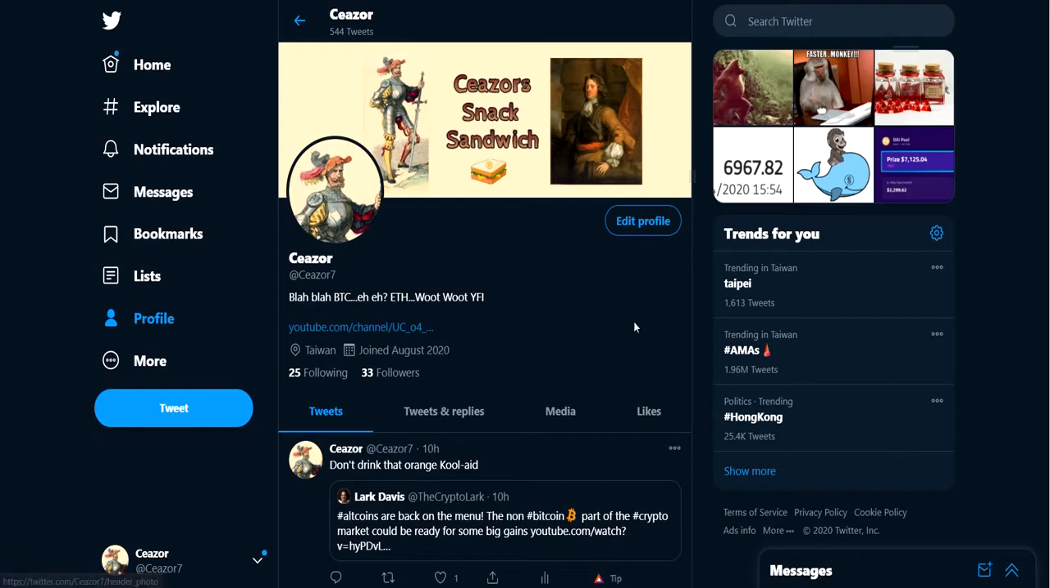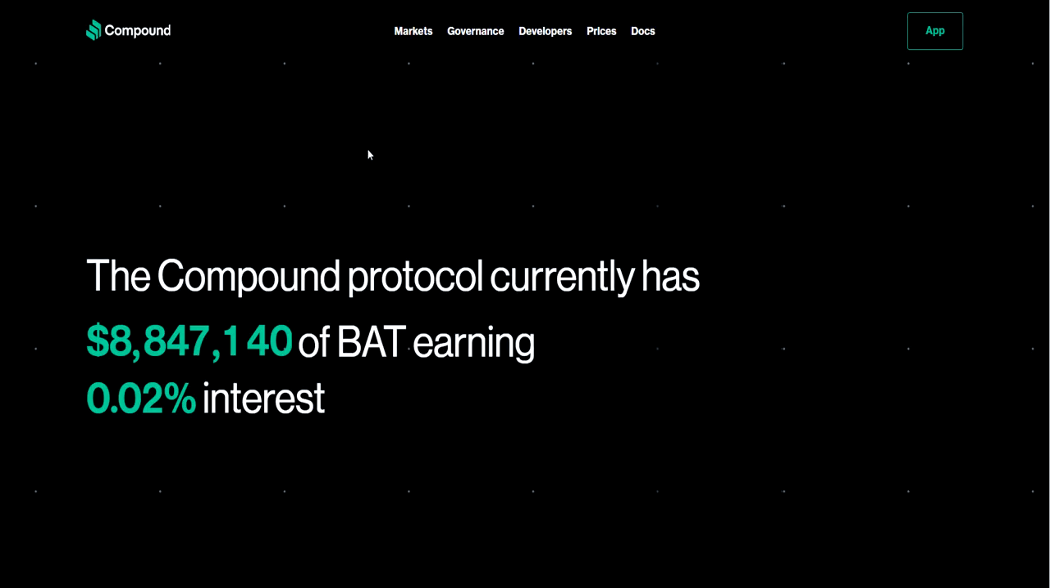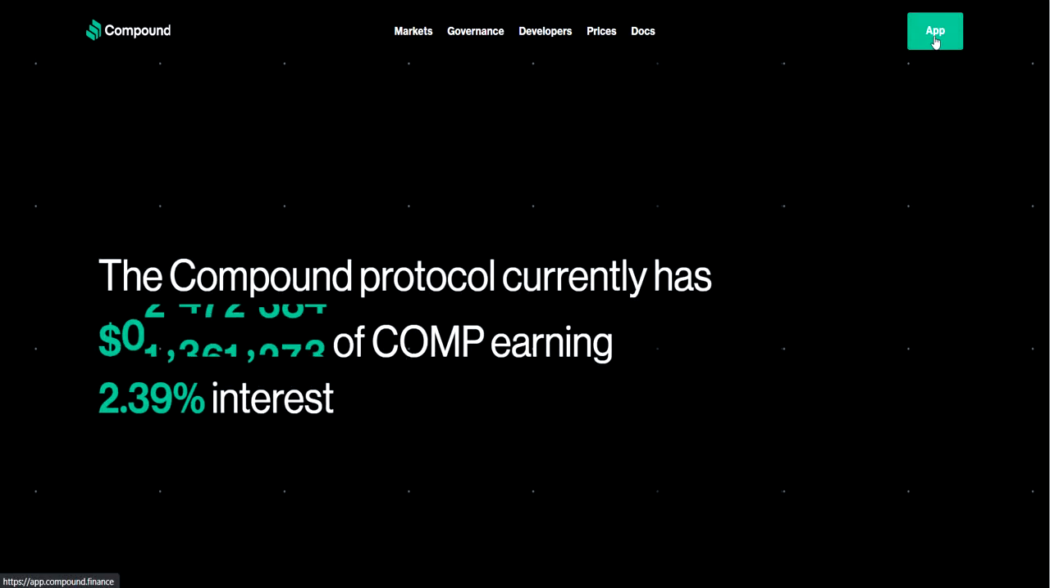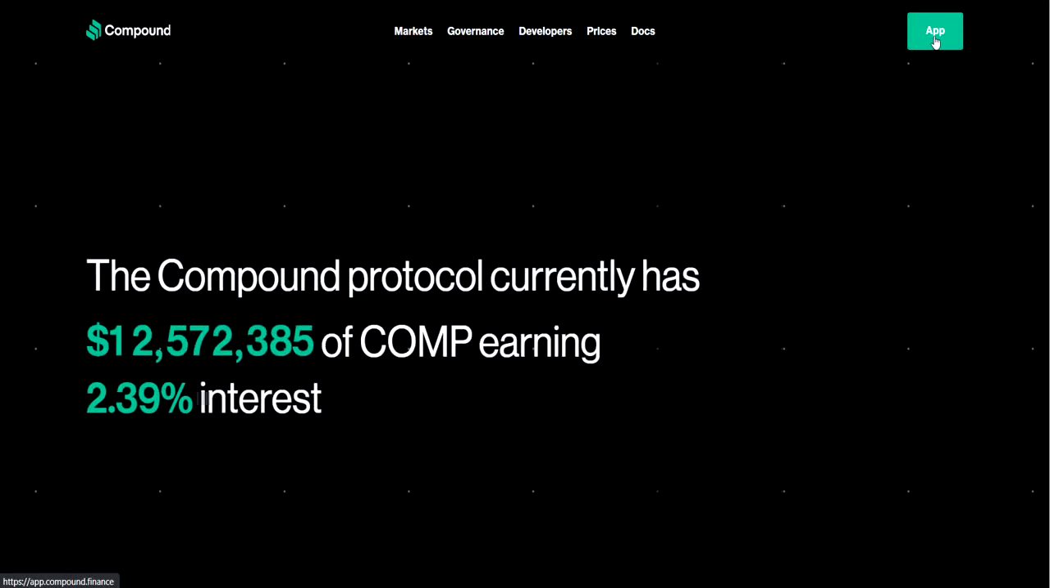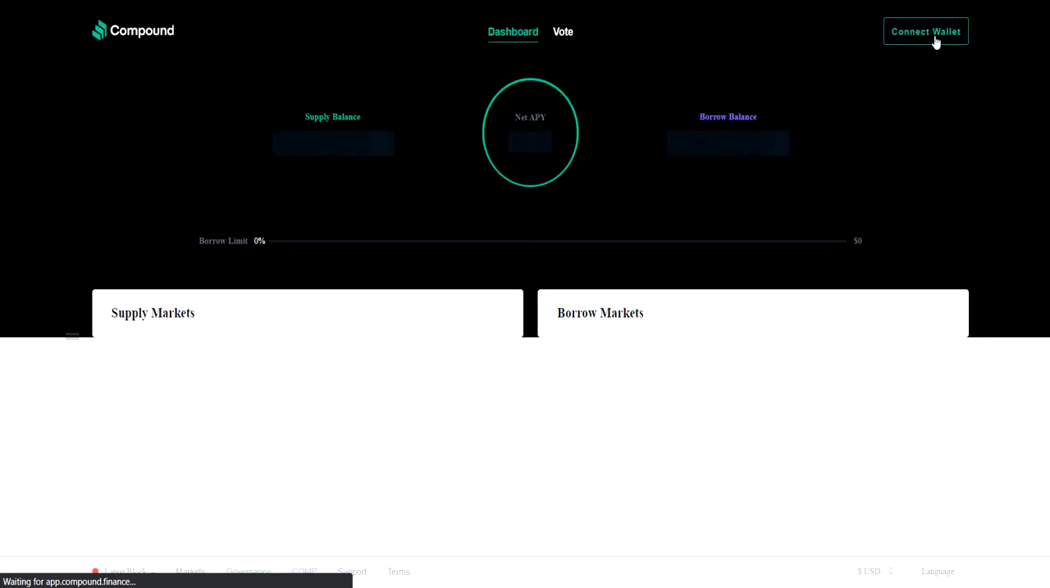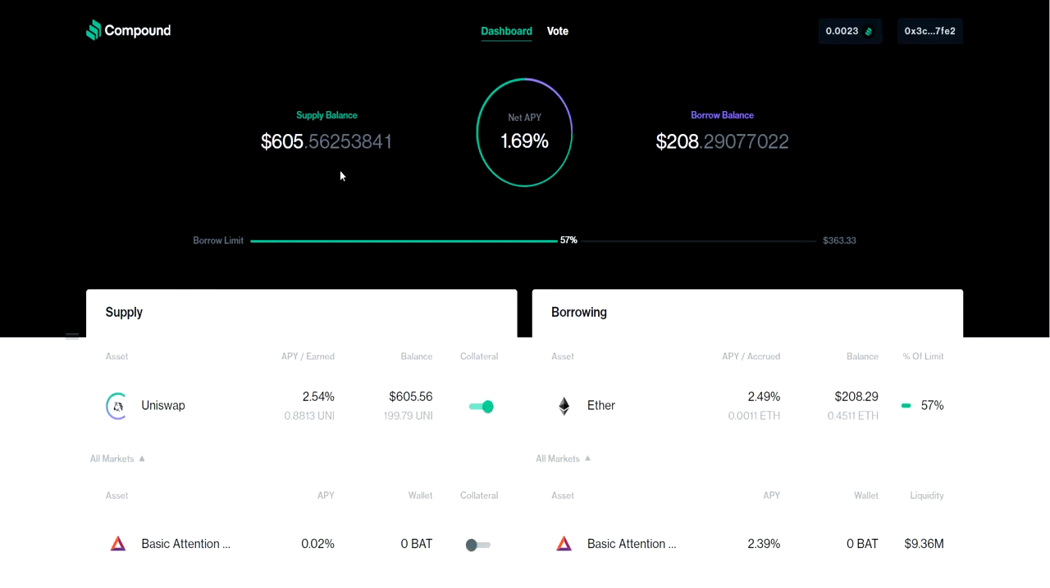Okay, so let's swing over to the first one. The first one we have today is Compound or Compound Finance. Link in the description, as always. Let's head in. So on Compound Finance, I've actually utilized this with my public wallet here. And what I have done is I've stuck some Uni tokens in here.